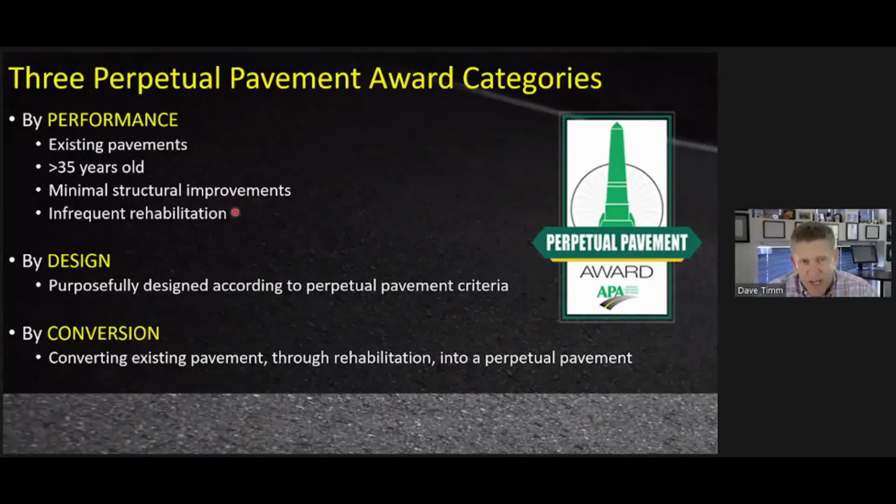There are lots of them, and I'll show you a map that shows all the awards that have been given. And then we have two newer categories that the APA has started just in the last couple of years to promote the idea that we can go out and design a perpetual pavement. So, a pavement that is purposefully designed according to the perpetual pavement criteria. If it meets the criteria, you can win this award.